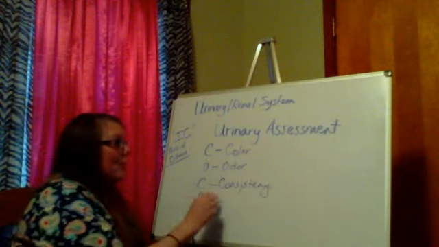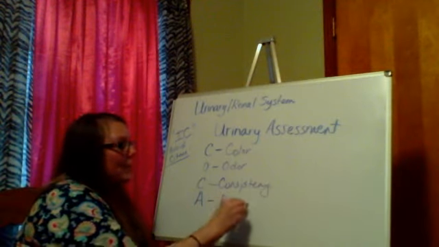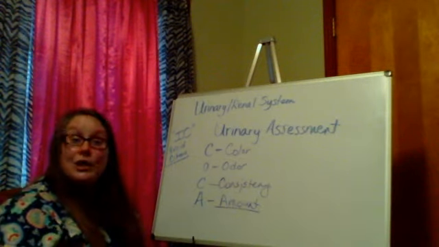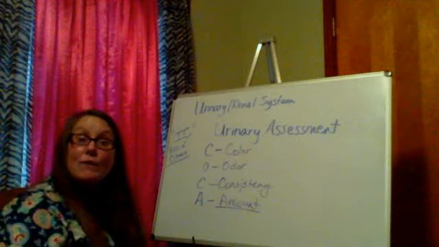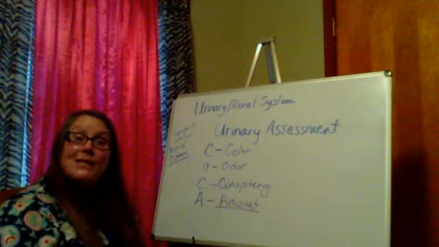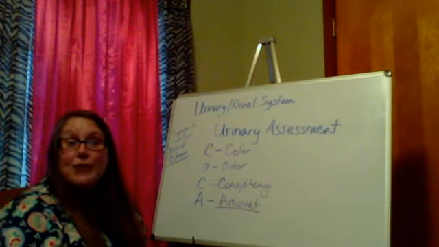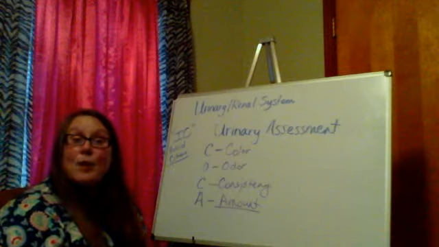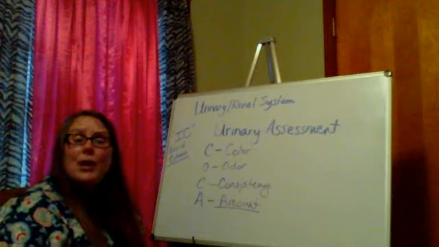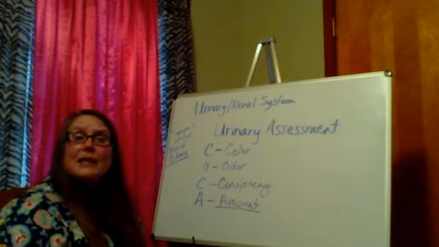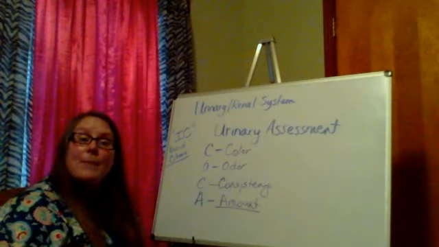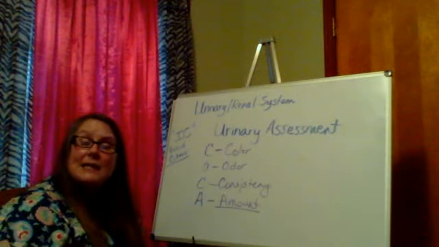We're also looking at our amount, and what we mean by the A in amount, A-M-O-U-N-T, is the volume. The amount of urine that a client puts out within a given amount of time is going to be very significant in helping determine whether or not their kidneys are functioning as they should. Normally we don't want a client to put out less than about 30 milliliters of urine per hour, because if they go under that amount, that means there is a significant decrease in kidney function.